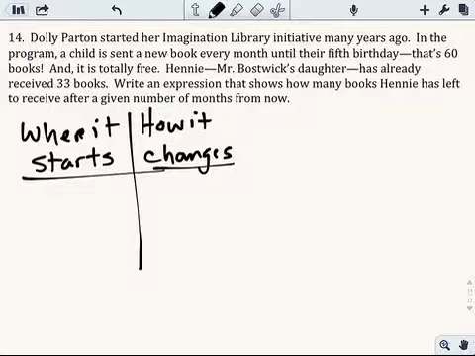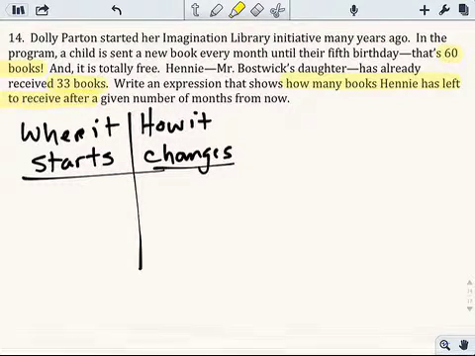So let's go ahead and start critically reading this thing. I've got my highlighter ready to find some important stuff. Dolly Parton started her Imagination Library initiative many years ago. In the program, a child is sent a new book every month until their 5th birthday. That's 60 books, and it's totally free. Henny, Mr. Bostwick's daughter, has already received 33 books, so that seems important. And so does that 60 books that they get total. Write an expression that shows how many books Henny has left to receive.